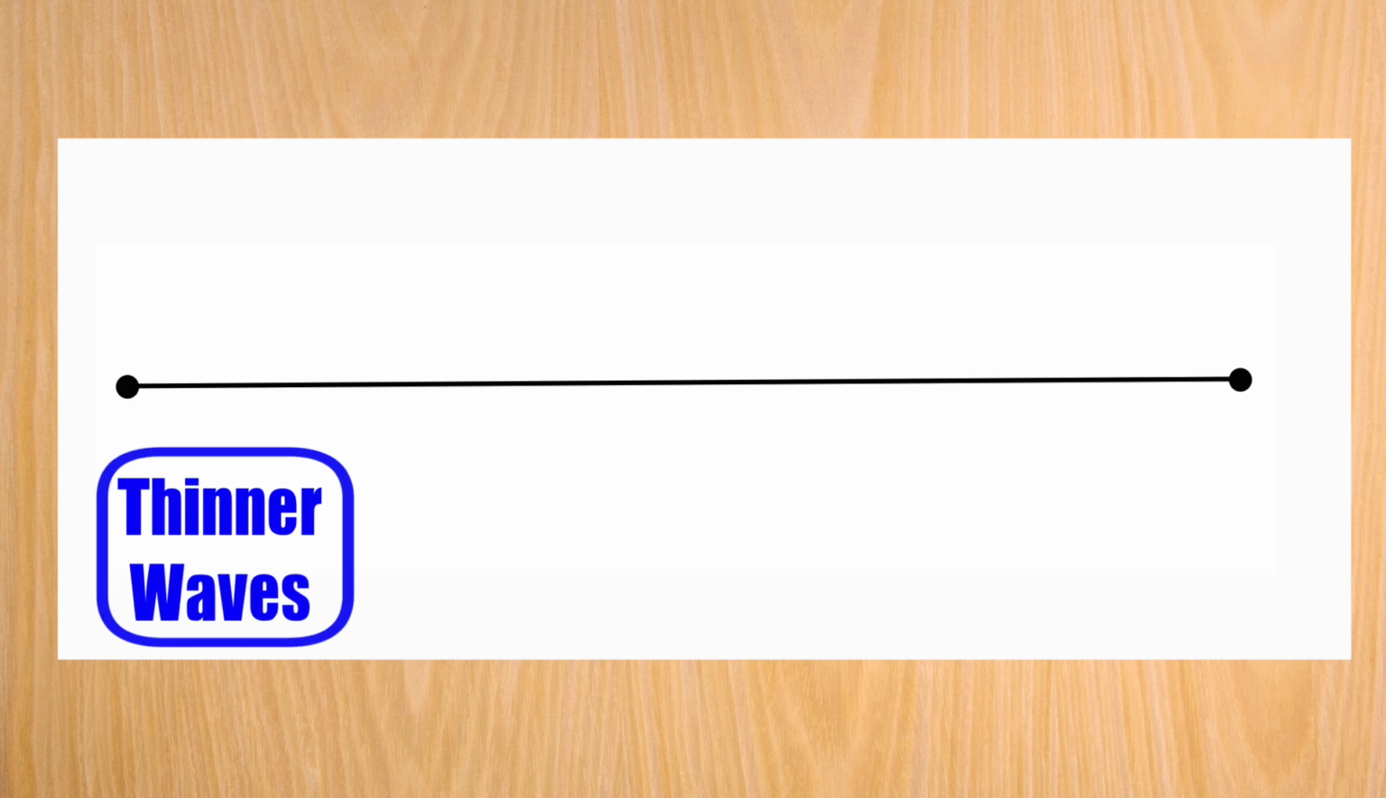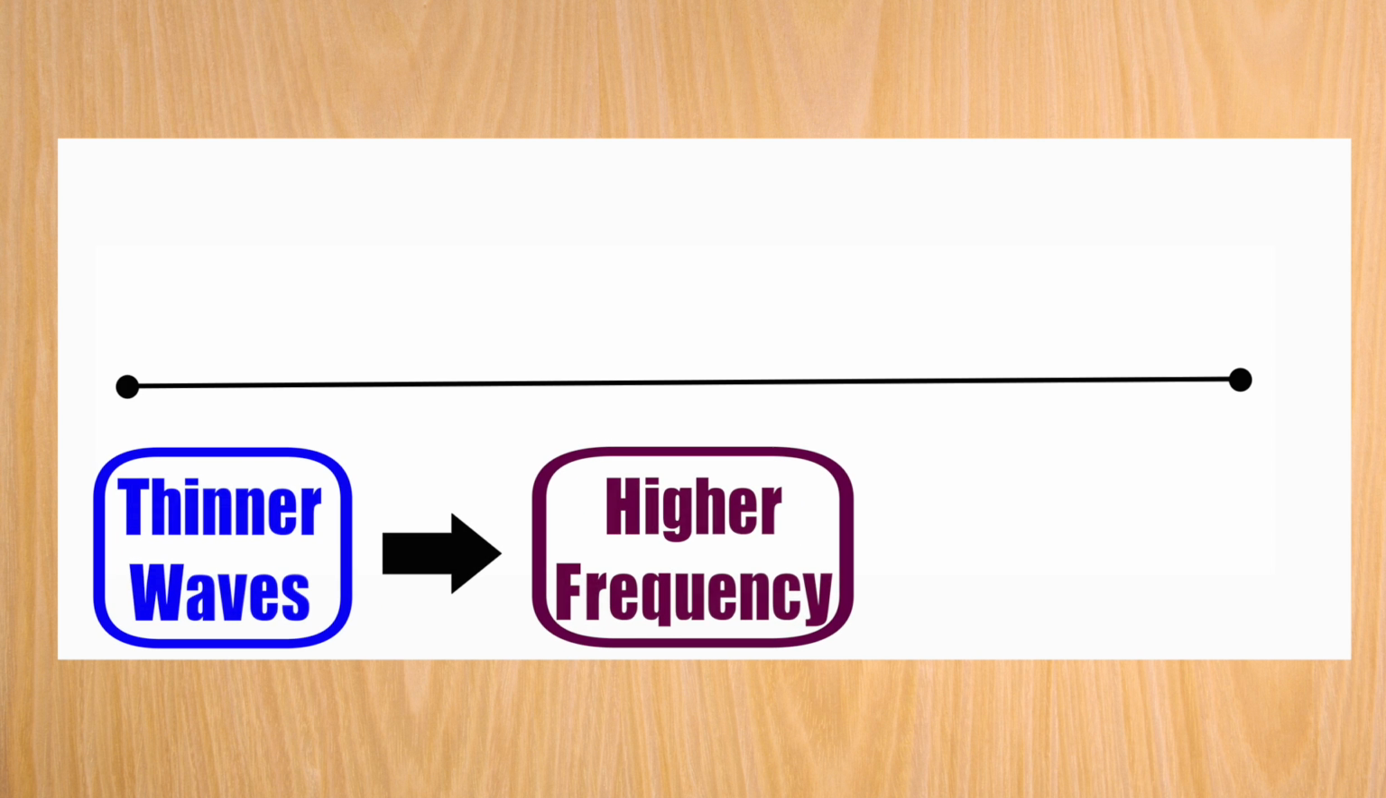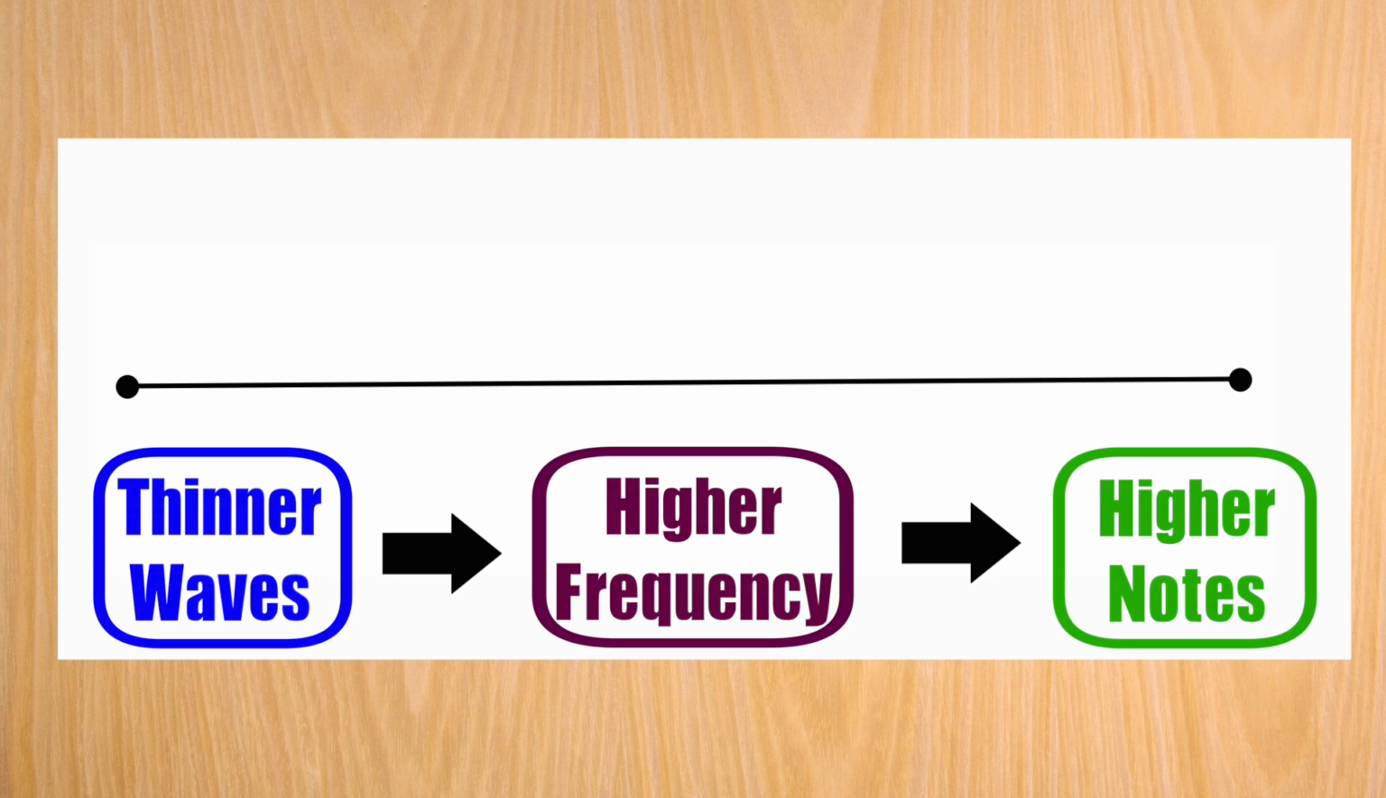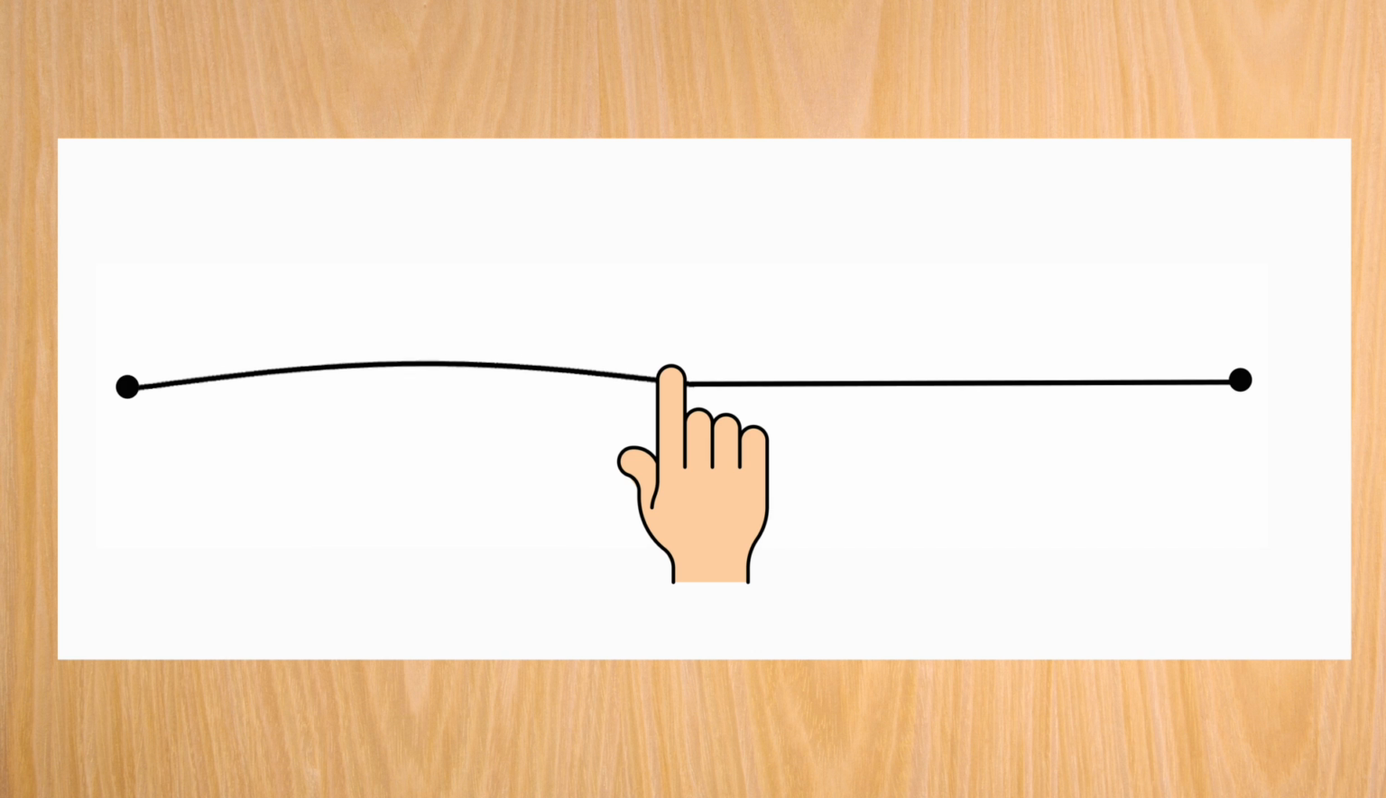So, you might ask, how can we play different notes? Like we said before, thinner waves lead to a higher frequency, which means higher notes. So, to make the note higher, we just need to make the vibrating part of the string smaller. Easy. We can do that by pushing our finger down on the string to restrict the vibrations to a smaller section of the string. Now the note sounds like... Cool, so that's how we change the note we're playing.